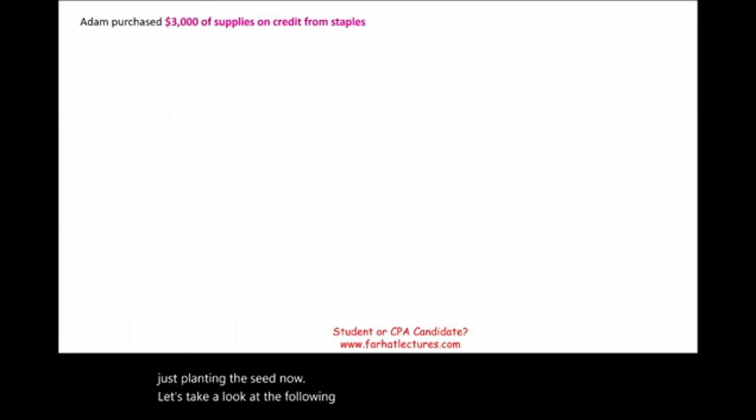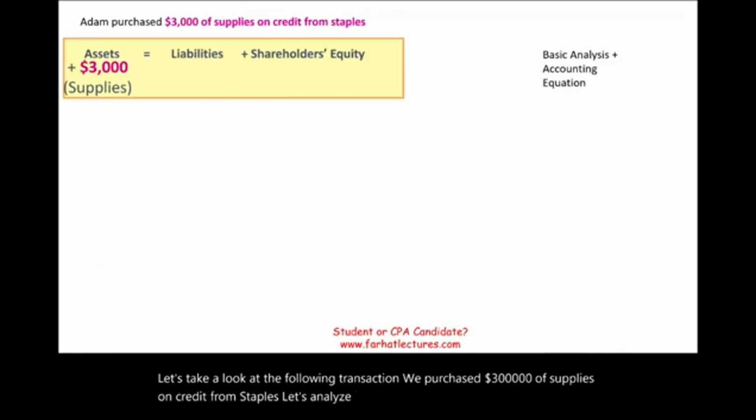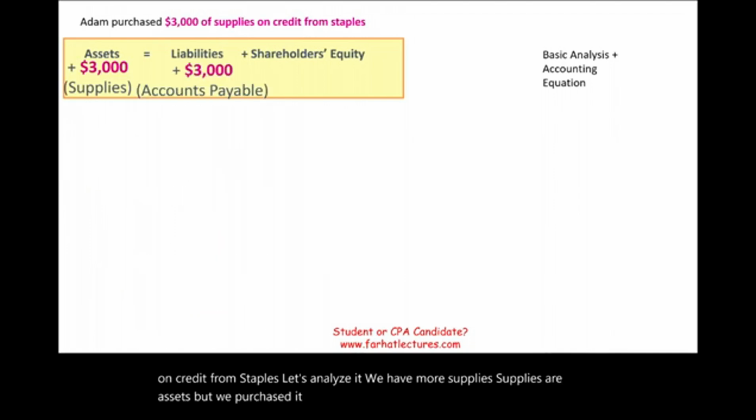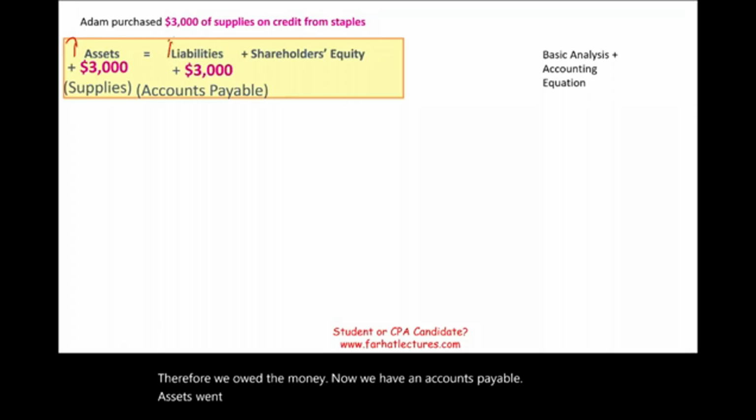We purchased $3,000 of supplies on credit from Staples. Let's analyze it. We have more supplies. Supplies are assets, but we purchased it on credit. It means we have to pay it down the road. Therefore, we owe the money. Now we have an accounts payable. Assets went up, liabilities went up. Increasing both sides of the equation will keep the equation in balance.